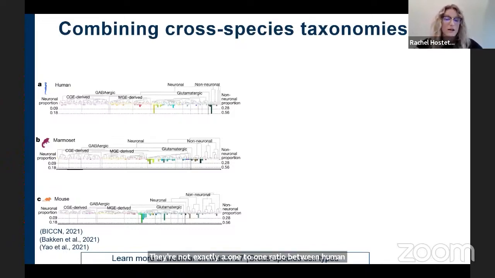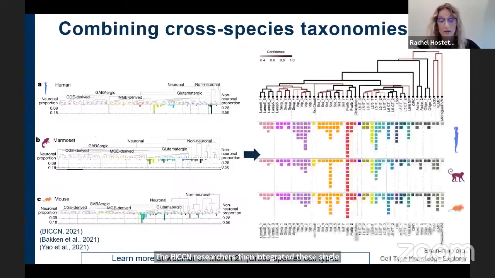And so to really compare and see where we're very similar in these species and where we're very different, the BICCN researchers then integrated these single nucleus RNA-seq datasets together to create one integrated taxonomy, which is shown here. And in this image on the right, these blocks down here show the different cell types. So right here, all the way on the left, if we look at LAMP5.1, if we specifically look at that cell type group, we have one of those in human, one in marmoset, and one in mouse. So that is a one-to-one relationship between the 3 species.